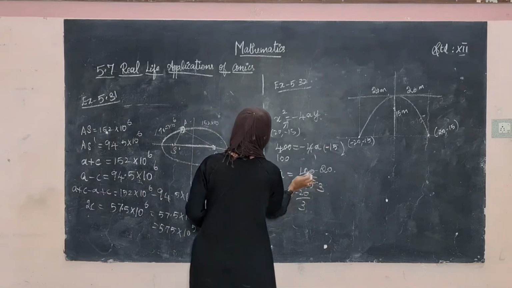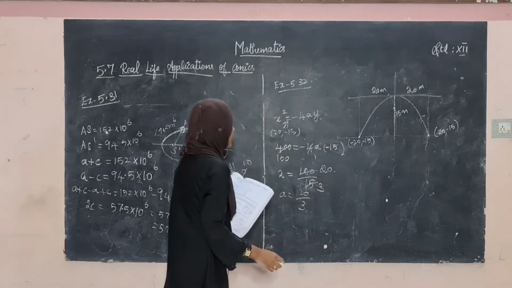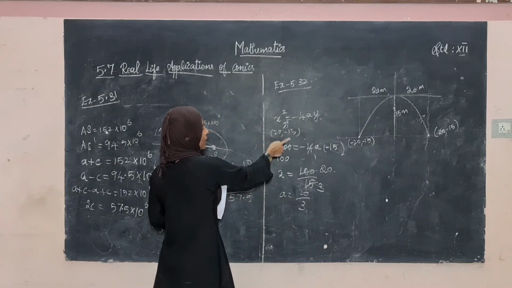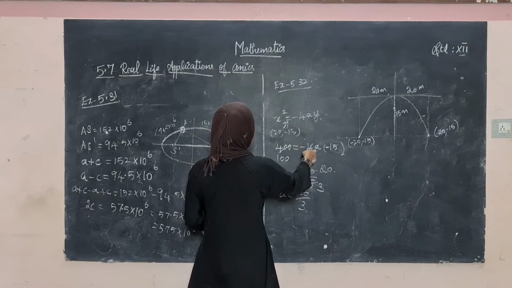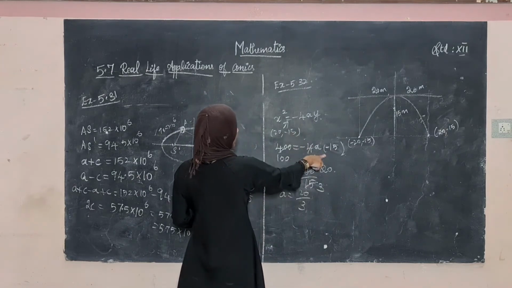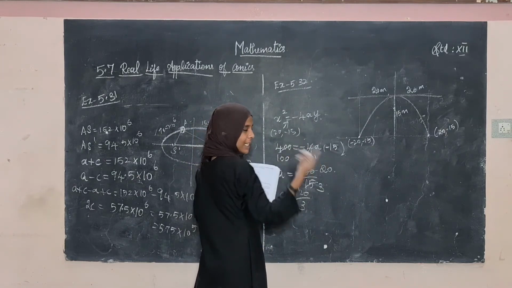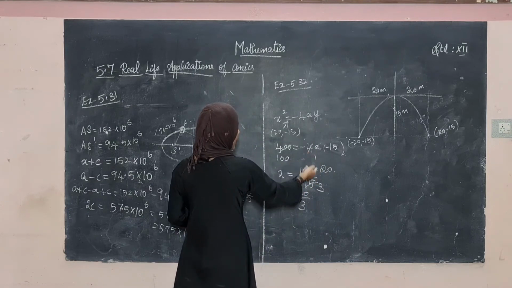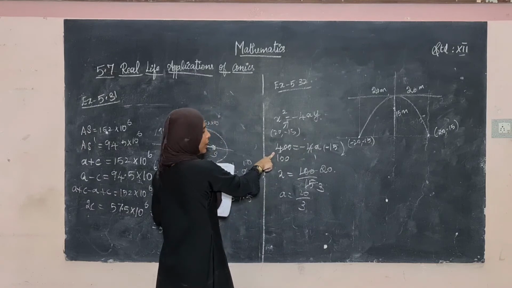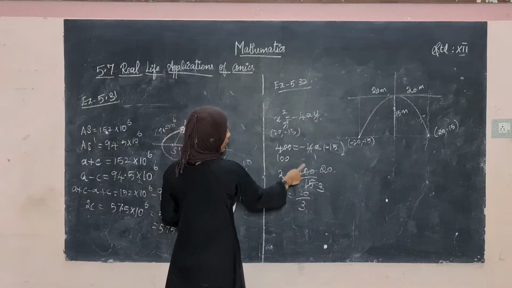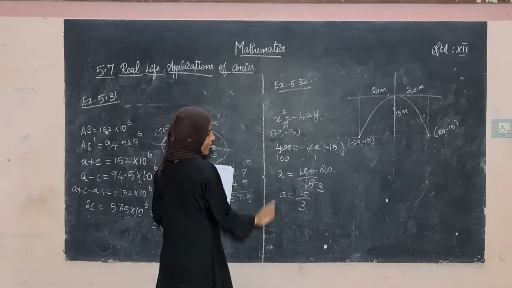Minus 15, so plus 20 divided by 3. We took the point 20 comma minus 15 and substituted here: x square is 400, is equal to minus 4 into a into minus 15. So this minus and this minus gets plus. So 15a is equal to 100, because cancelling the 4 and 400 it becomes 100. So a is equal to 100 divided by 15, that is 20 divided by 3.